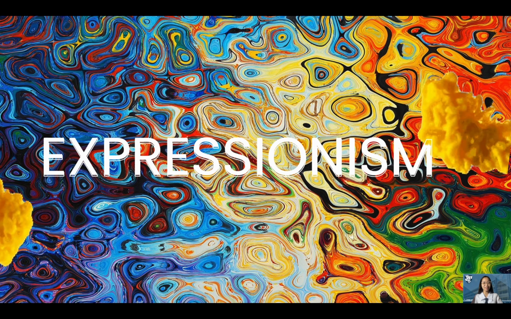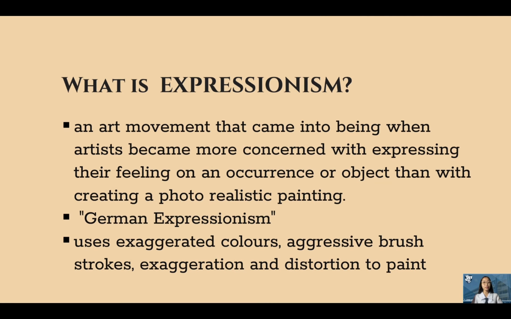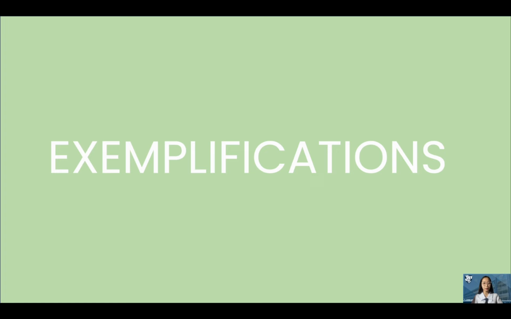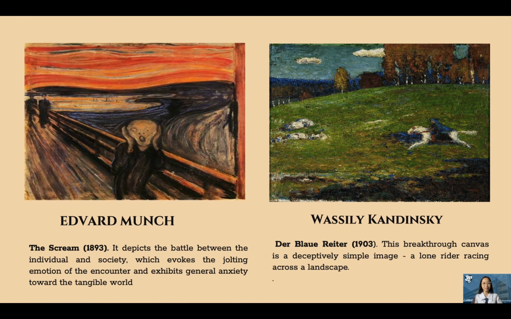Thirdly, let's have Expressionism. Expressionism directly focused on the emotional response of the artist. The Expressionists became more concerned with expressing their feelings on an object. For example, The Scream of Edvard Munch. It depicts the battle between the individual and society, which evokes the jolting emotion of the encounter and exhibits a general anxiety toward the tangible world.